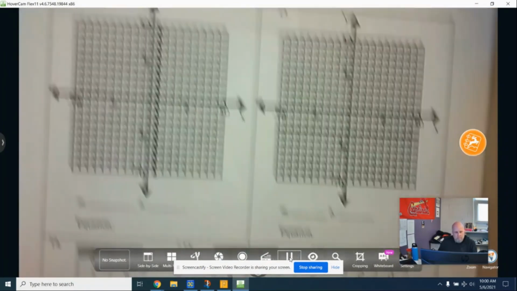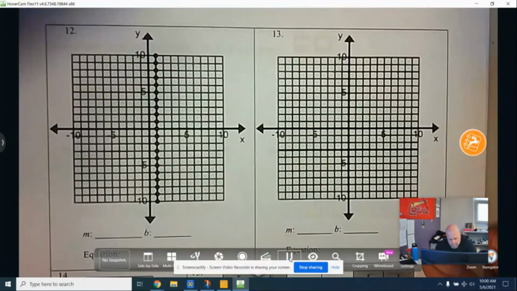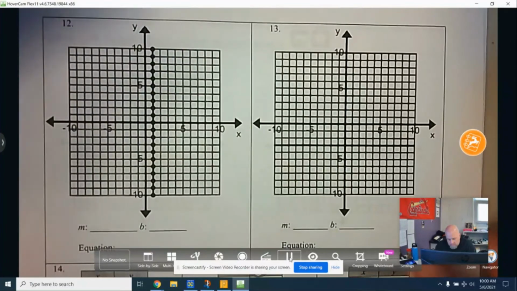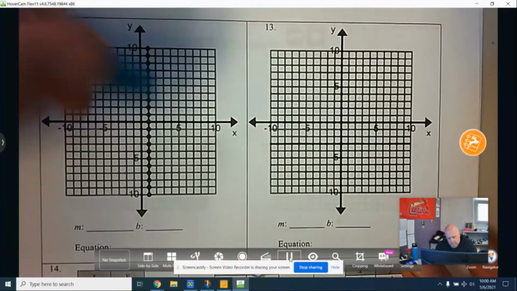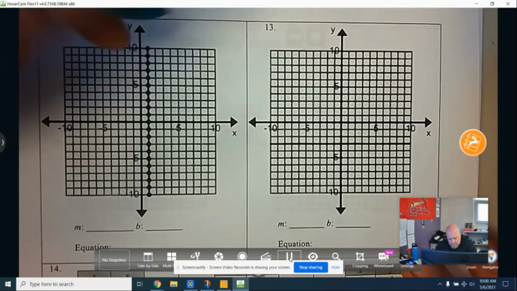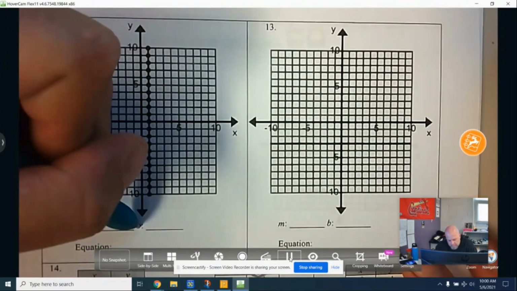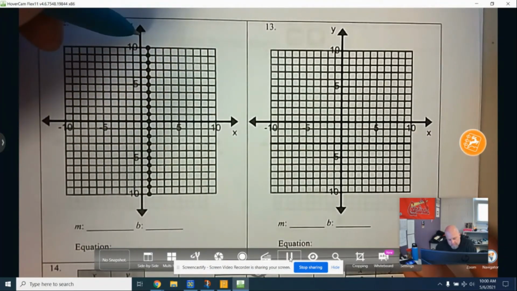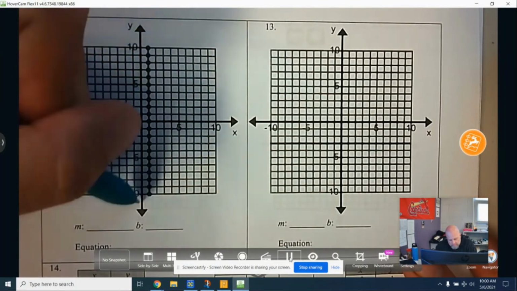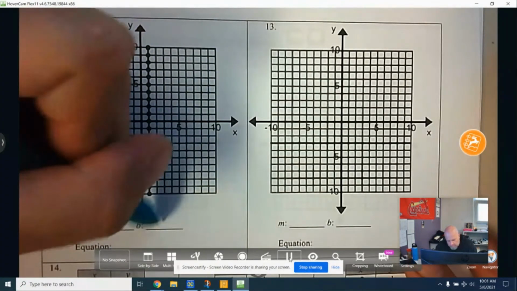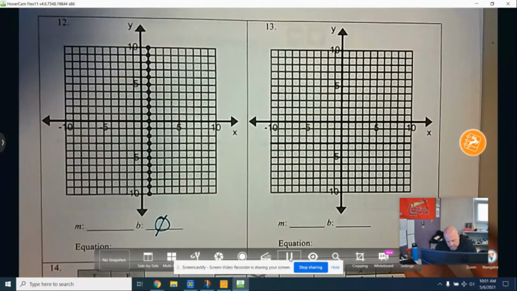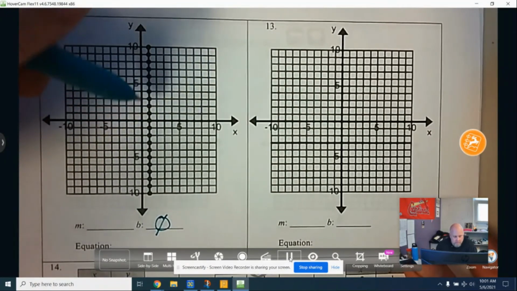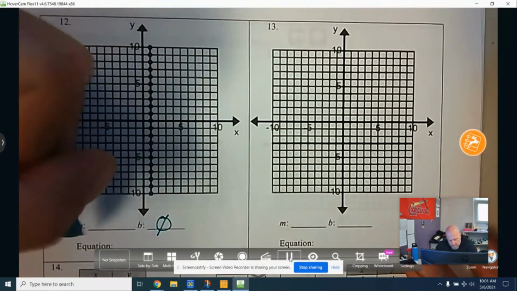Okay, we're now going to turn to page 56. And on page 56, it starts off with, we have this line. Okay, so I look for my b, my y-intercept. If I notice, this doesn't touch the y-axis anywhere. So I'm just going to put this symbol here, which means that's not an answer. It doesn't touch anywhere.